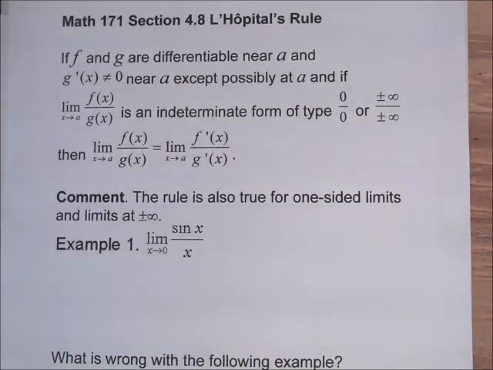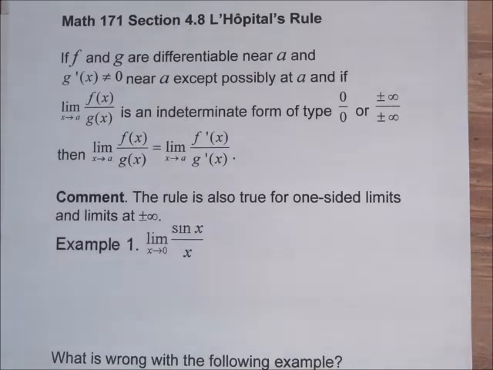So if we have a limit of a fraction, we take the derivative of the top and the bottom separately, and then take the limit of the new quotient. And a could be finite, or it could be infinity. The rule also applies for one-sided limits too.